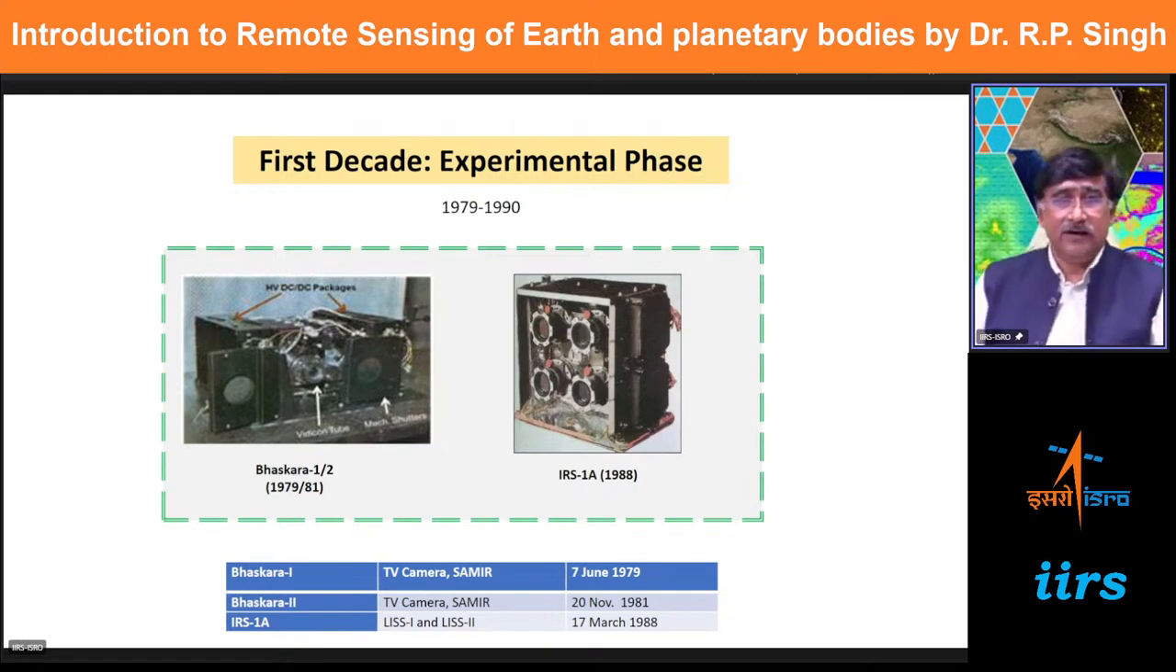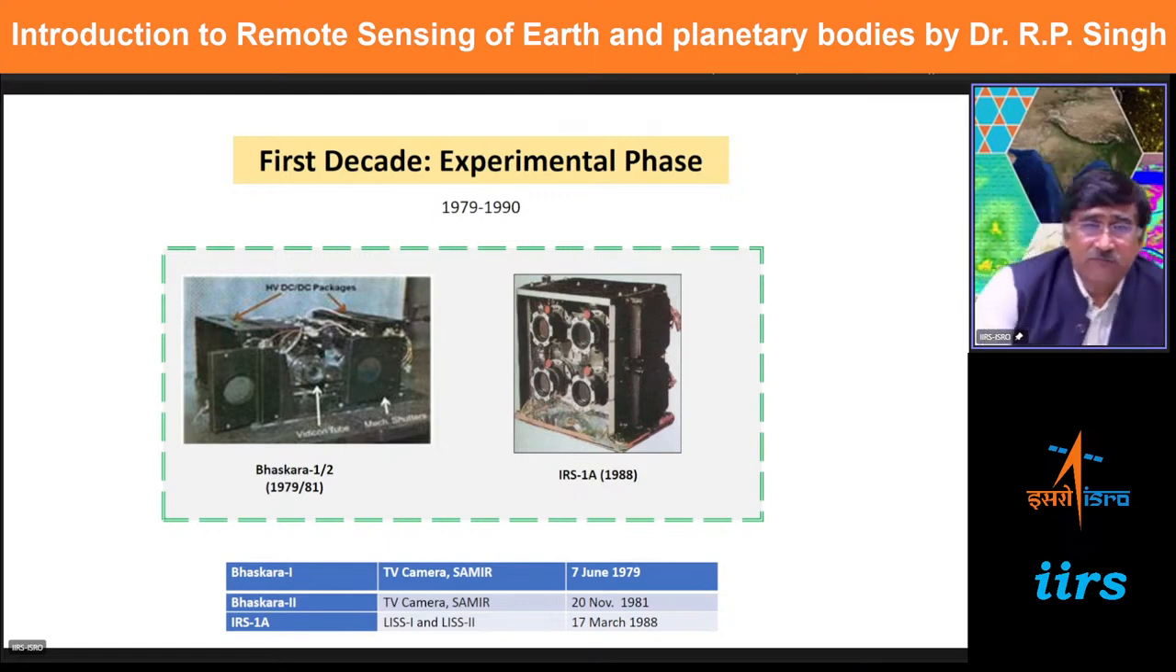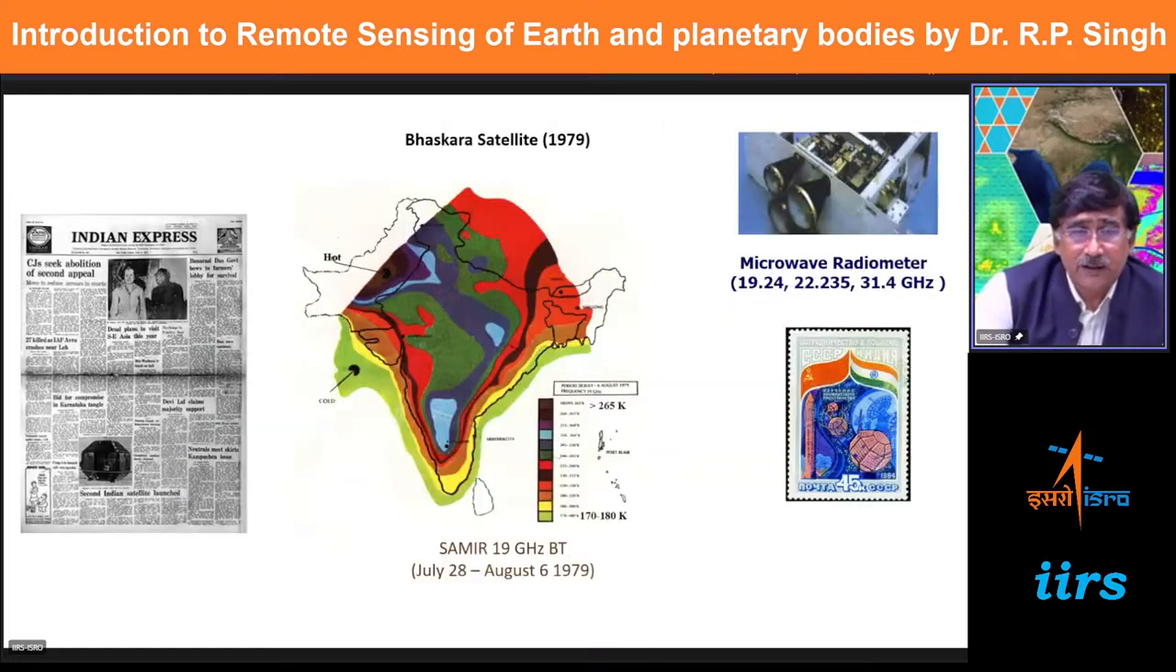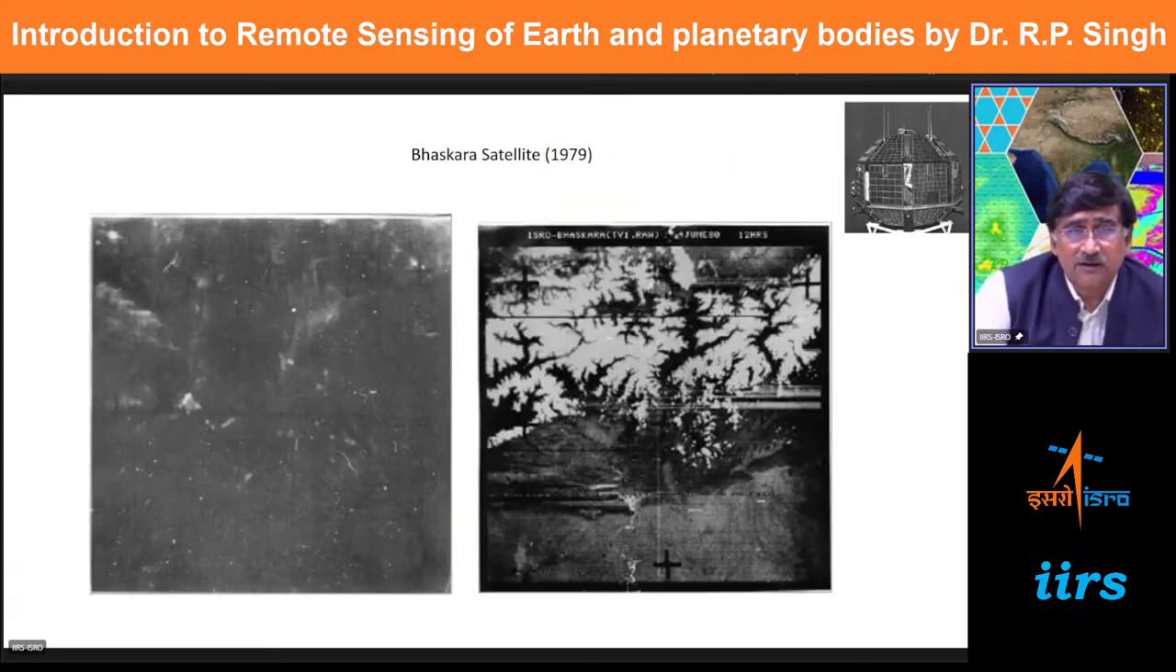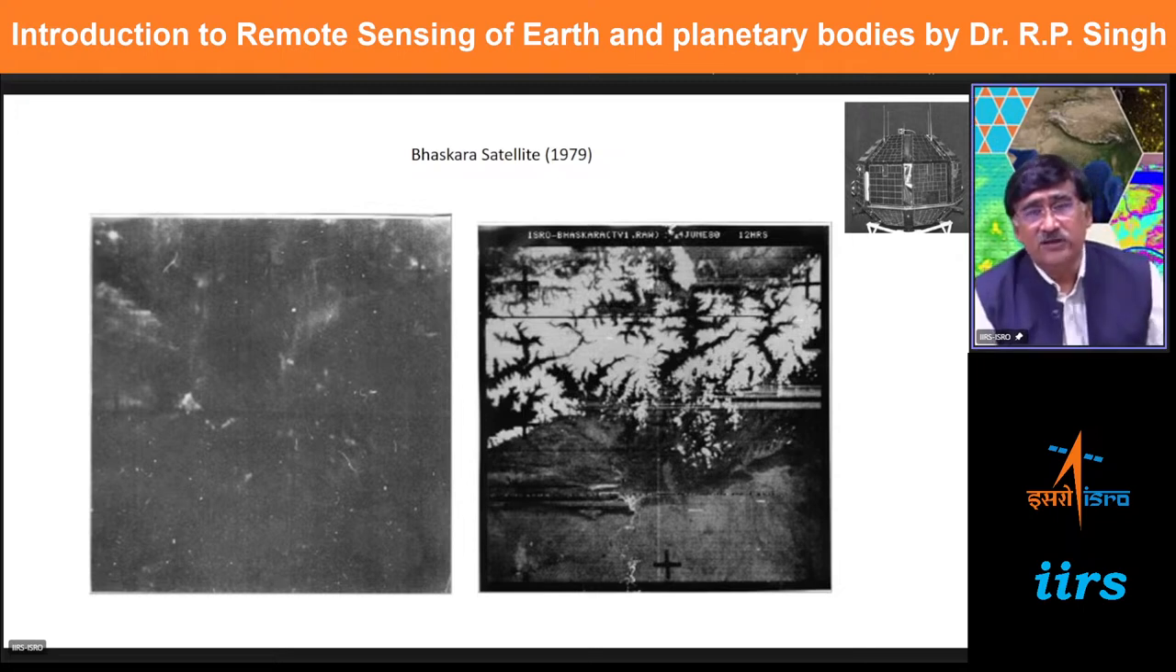It had a TV camera and a Samir payload, and then it was further improved in the form of the Indian Remote Sensing satellite. These were a few of the initial observations of Bhaskara. You can see the brightness temperature, the hot and cold regions of the country, initially taken by the Samir radiometer, which worked in the microwave region. These were some of the pictures from the initial Bhaskara satellite.